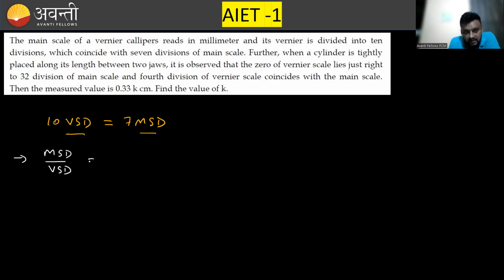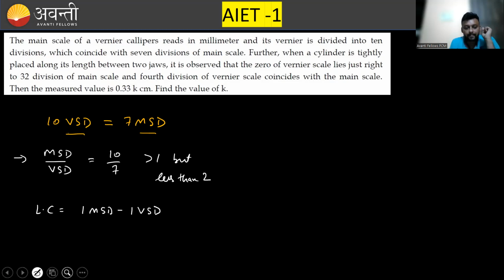If you see here, this value will be 10 by 7. Can you see that this value is greater than 1, but less than 2? In this situation, the least count of the instrument will be 1 main scale division minus 1 vernier scale division.